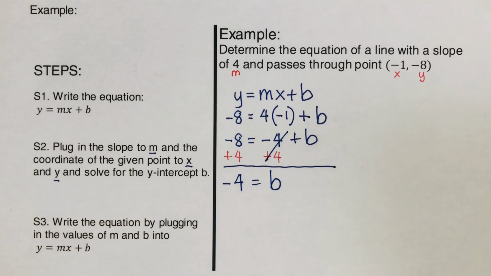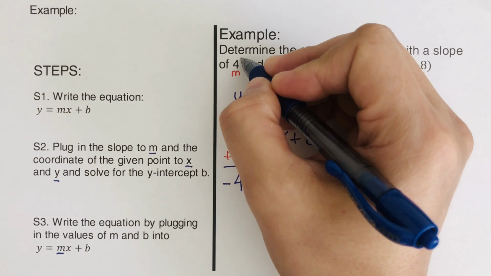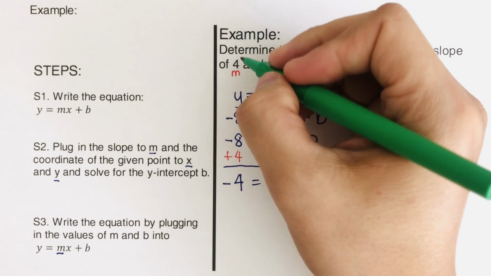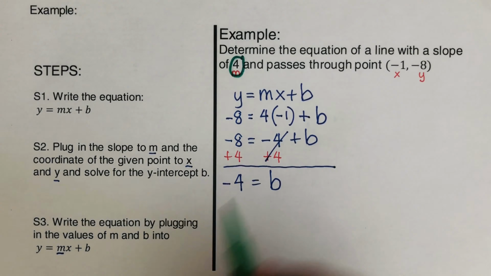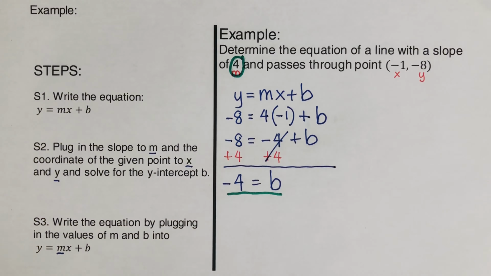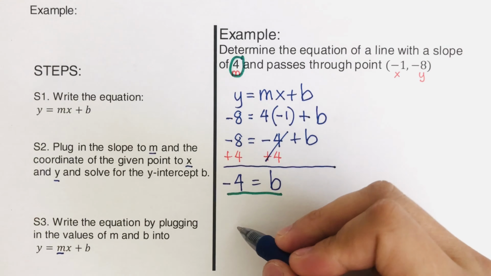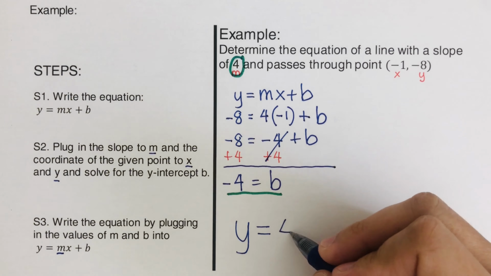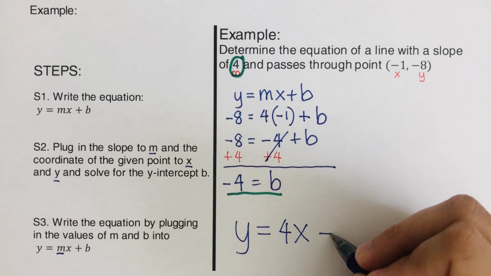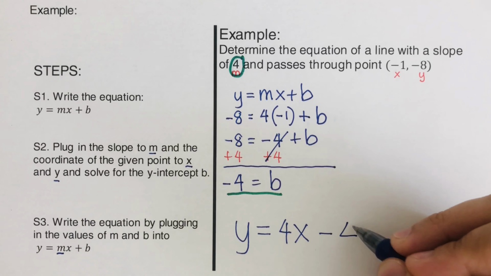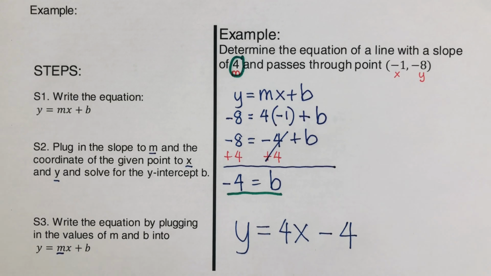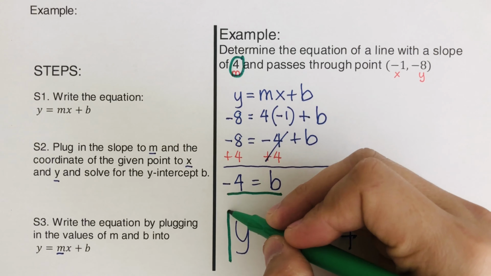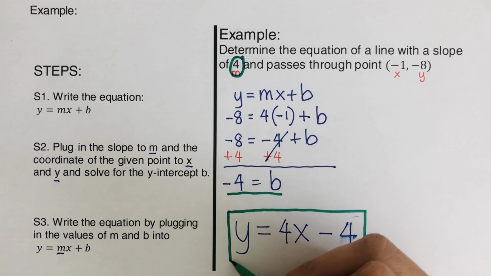Then we can go ahead and write the final equation. Remember that for the final equation, you only need to plug in the m and the b. The m was 4, and our b was this one right here, -4. So we can write the final equation as y equals 4x minus 4. So this is the equation of the line that passes through (-1, -8).